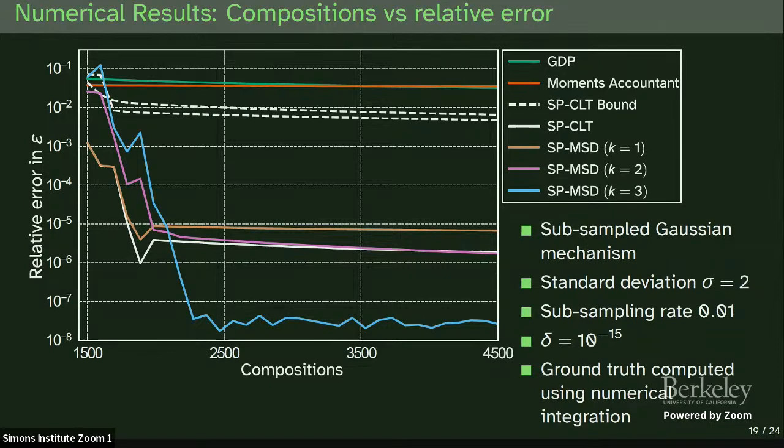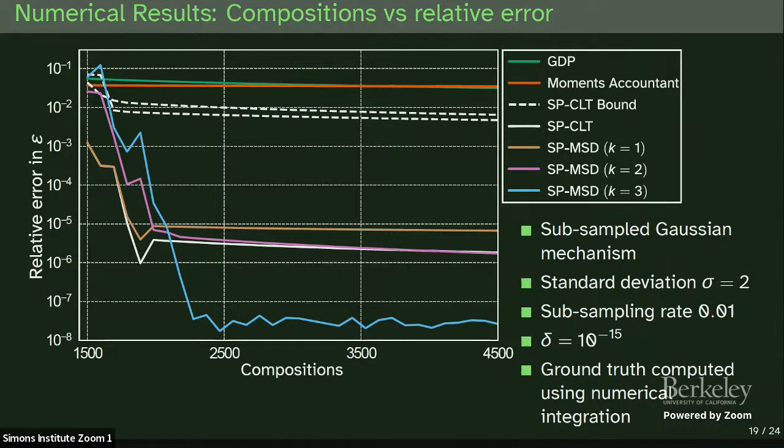The other thing is that I have three versions of the SPMSD. I said you can get more and more accurate approximations. So k equals 1, 2, 3 are three versions of this Taylor expansion. That's k equals 1, and you see it's roughly similar to the CLT approximation. K equals 2 is also very similar. K equals 3 gets dramatically better. That's the best one here. So in terms of pure accuracy, this one's super good.